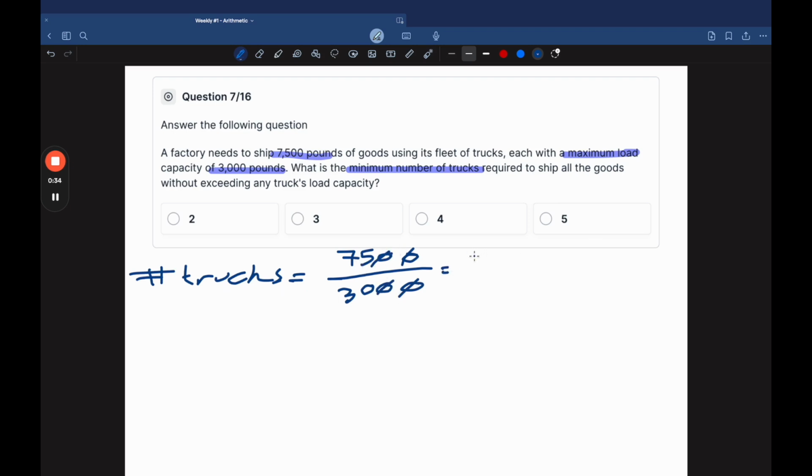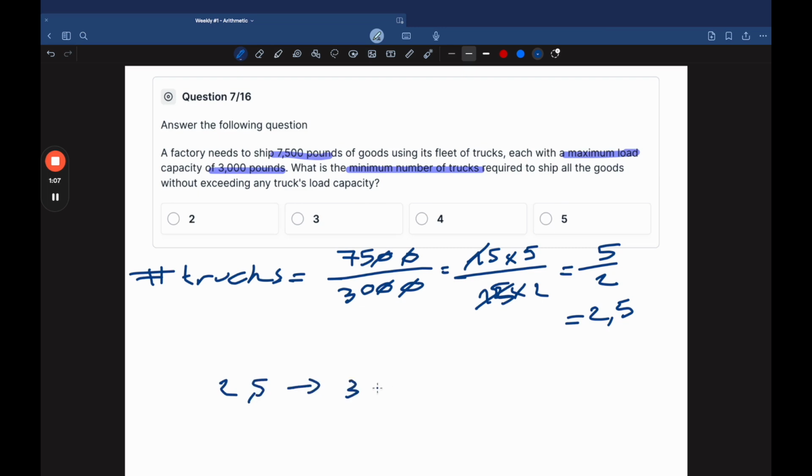Step 3. Round up to the next whole number. Since you can't use half a truck, round up to the next whole number. 2.5 rounds up to 3. Step 4. Ensure all goods are accounted for. With 3 trucks, each carrying 3,000 pounds, you can carry a total of 9,000 pounds. However, this exceeds the required 7,500 pounds. To avoid confusion, consider this. 2 trucks can carry 6,000 pounds. You need 1 more truck to carry the remaining 1,500 pounds. Thus, you need a total of 3 trucks to carry all 7,500 pounds without exceeding any truck's load capacity. The minimum number of trucks required to ship all the goods is 3.